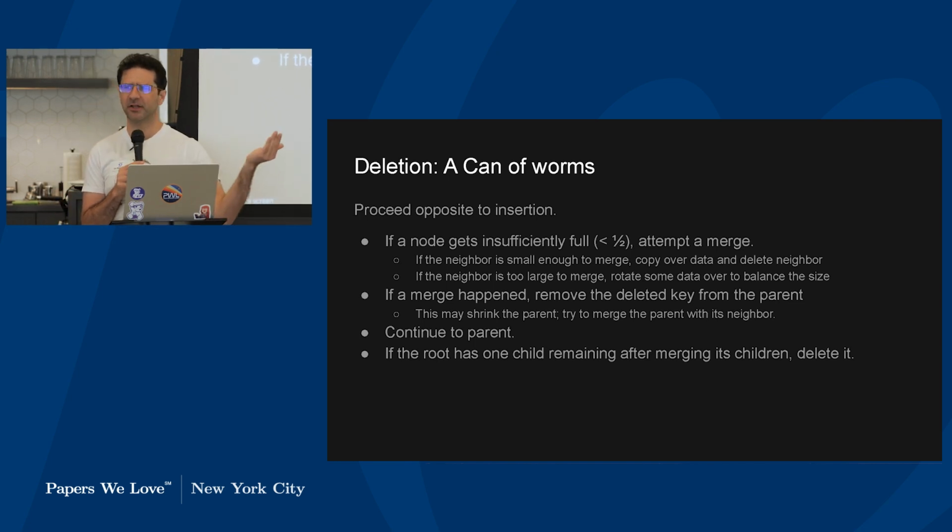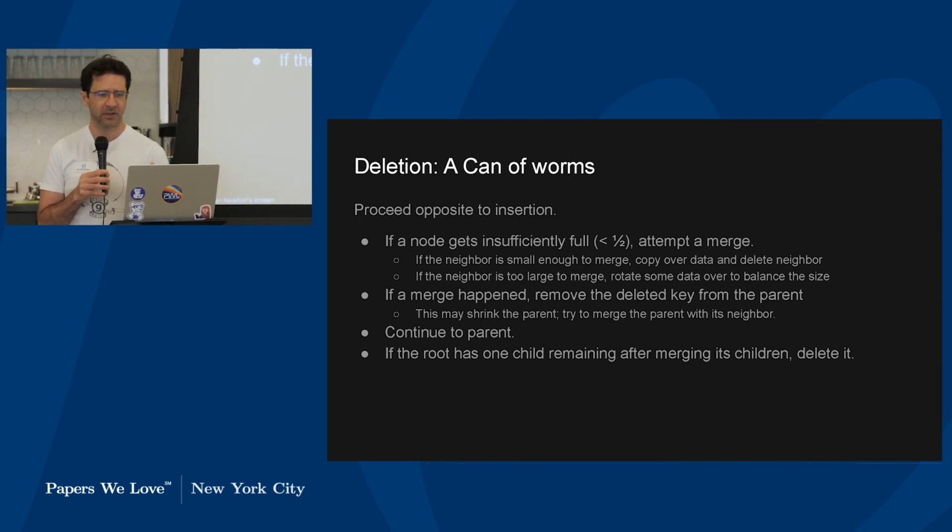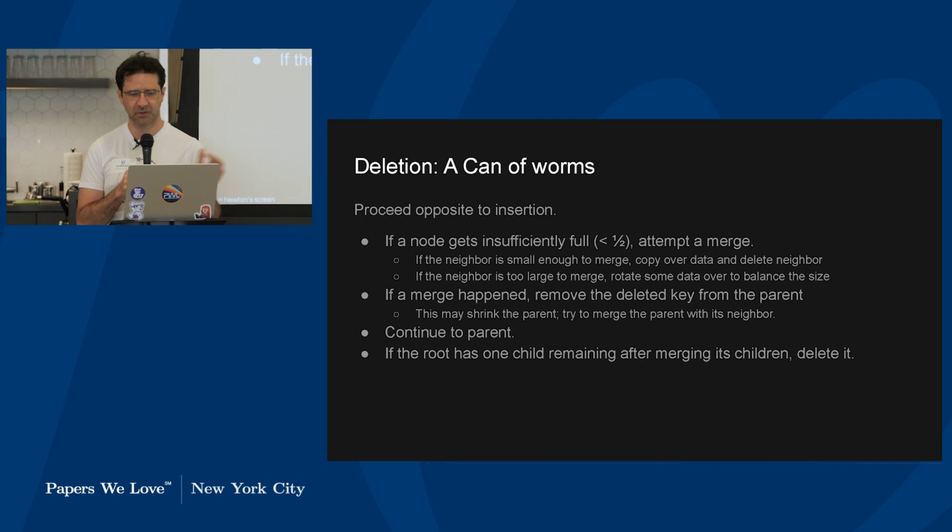So it's basically the opposite of insertion. If a node gets insufficiently full, so the invariant that we mentioned earlier is not satisfied, if it's not half full, then you attempt to merge. So look at the neighbors. If one of the neighbors has enough room that you can just shrink the nodes and collapse the two nodes into one, then you copy the data over and delete the neighbor.